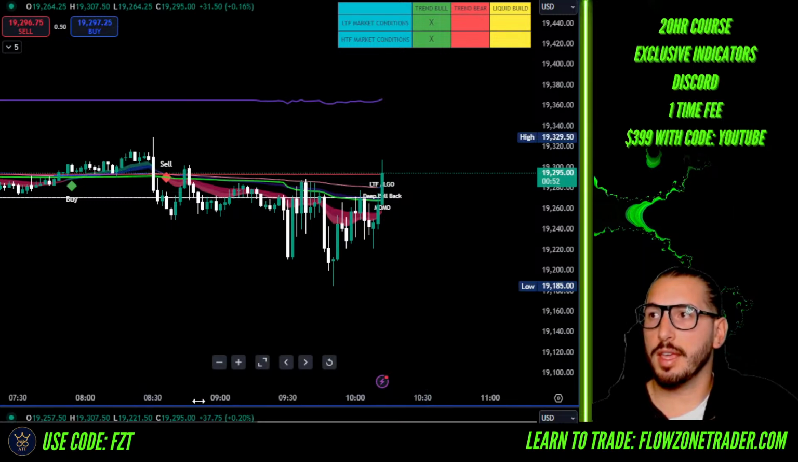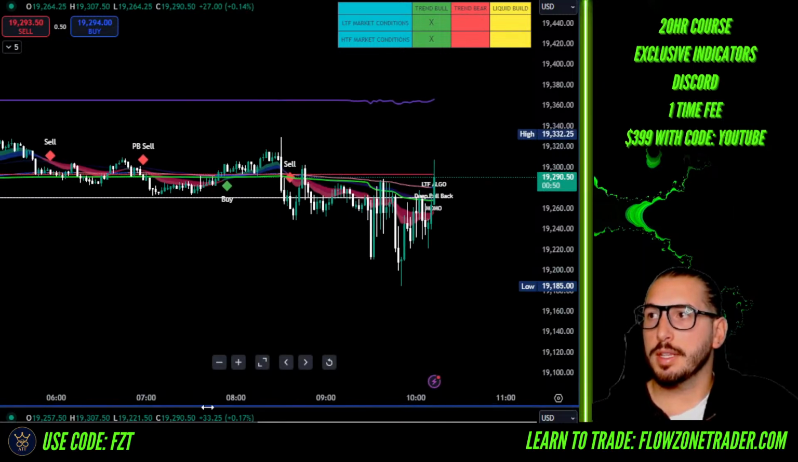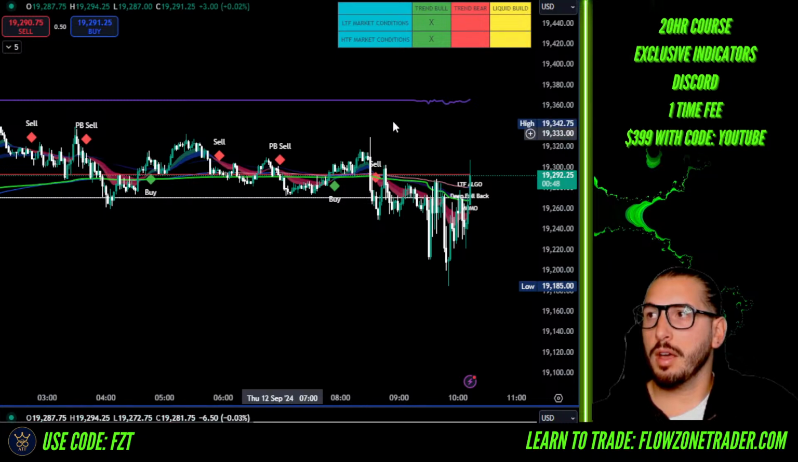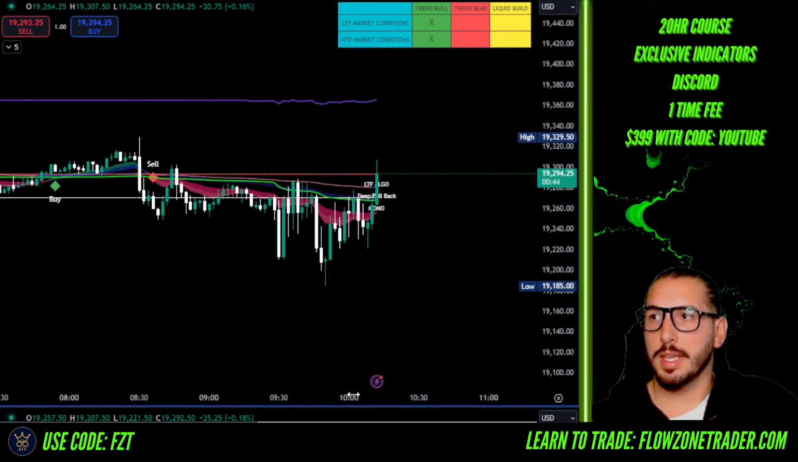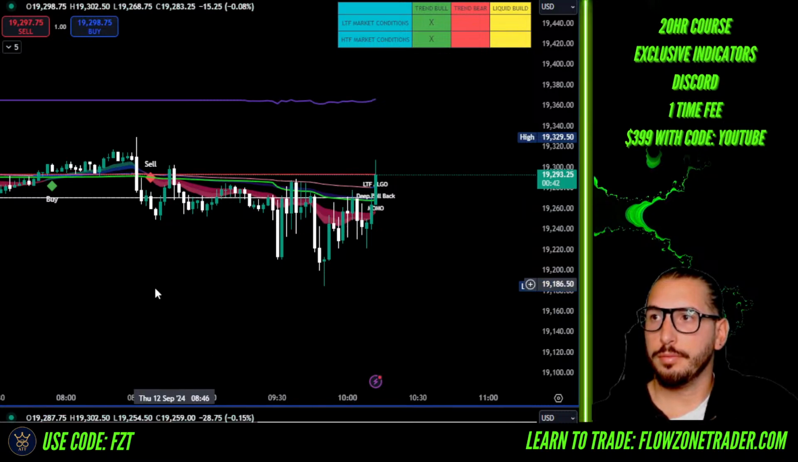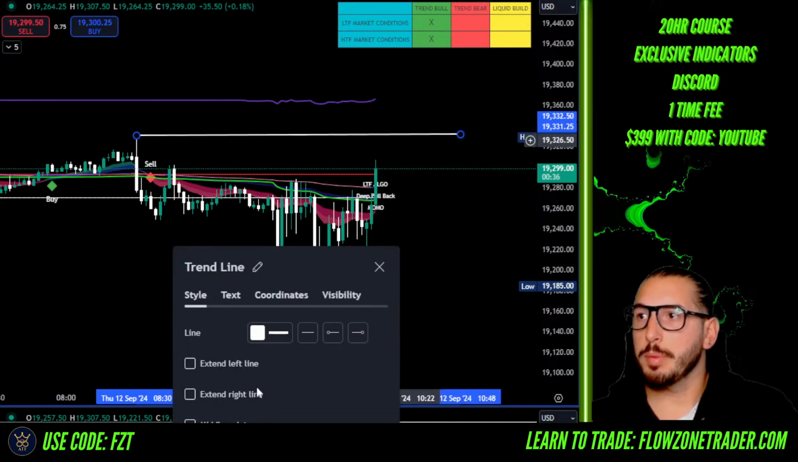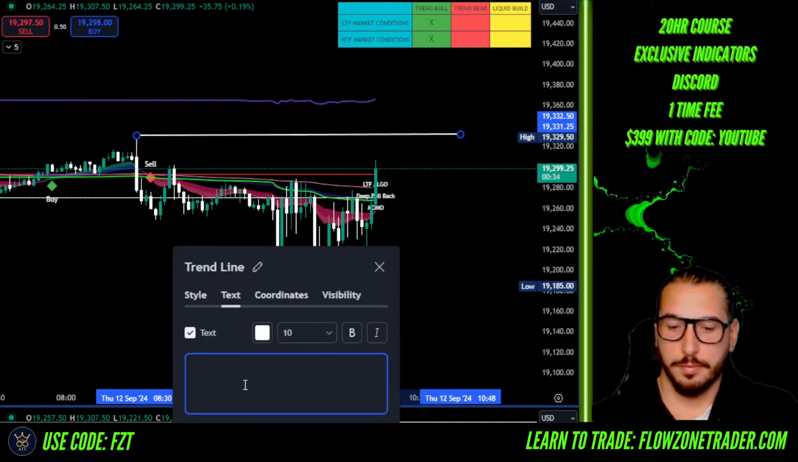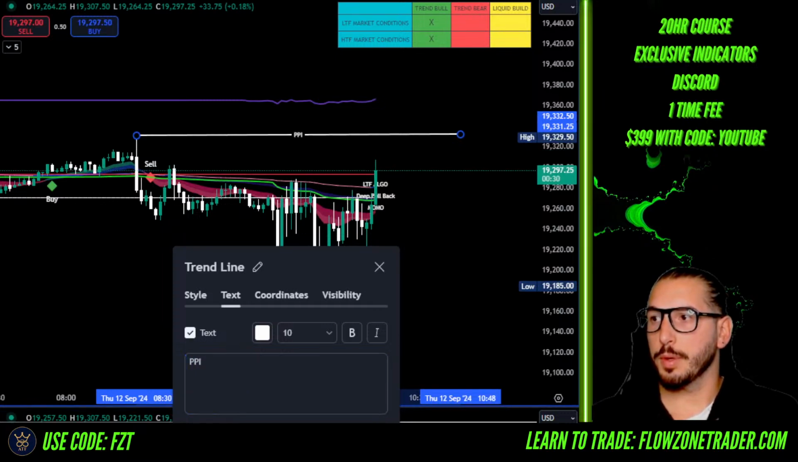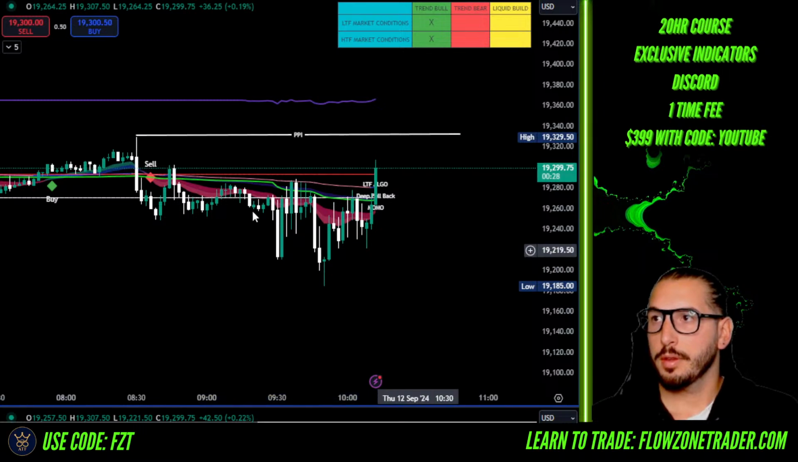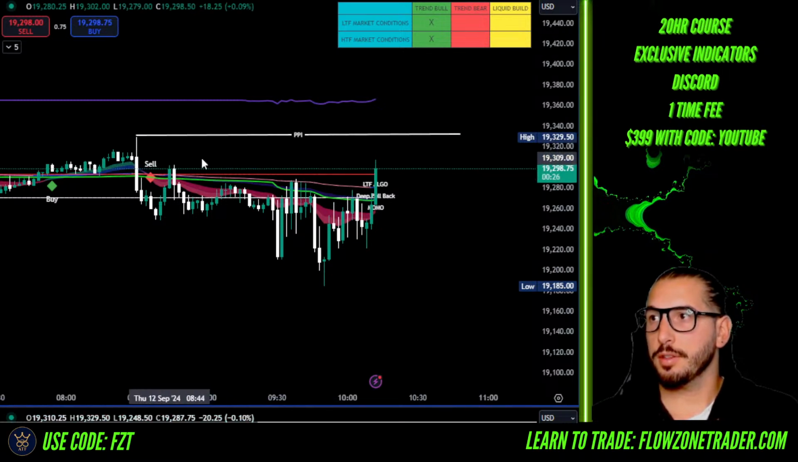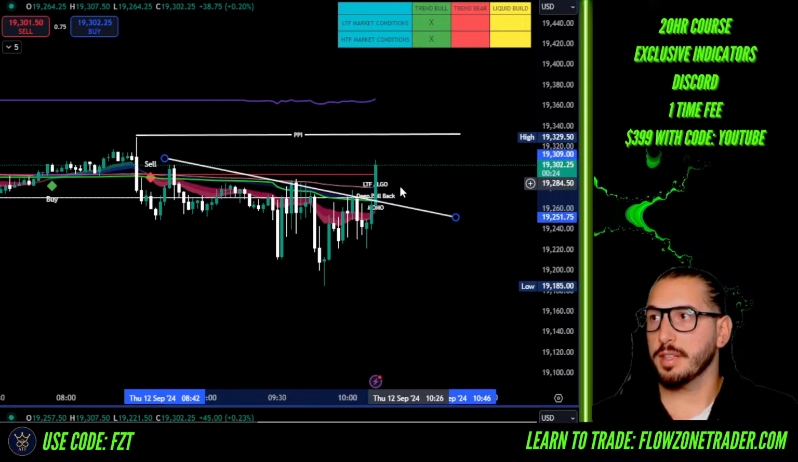So the next target, if it's going to take it out, is going to be the overnight highs and into that 20-day. That 20-day is going to be key. I'd say this 8:30 high on that news candle, this is a PPI candle, will be the liquidity.